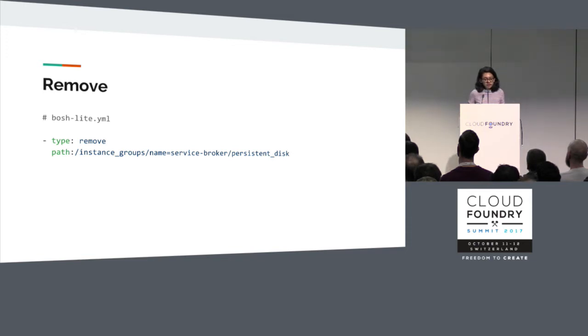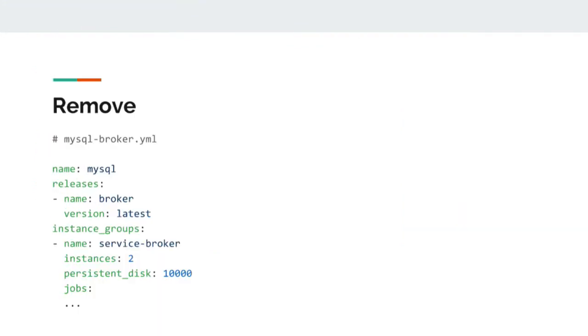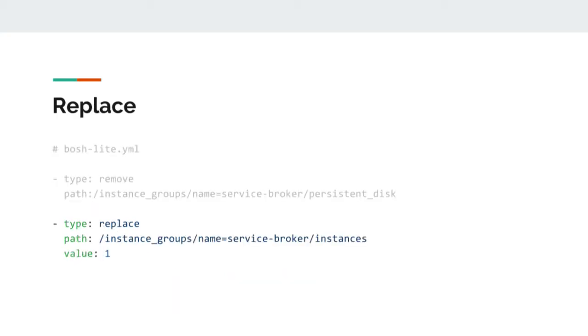So when I run interpolate or deploy, what's going to happen to my base manifest is that it's going to traverse that manifest and find exactly where persistent disk is and do the operation of removing it. It's pretty straightforward. Replaces is where you can do the more interesting stuff.